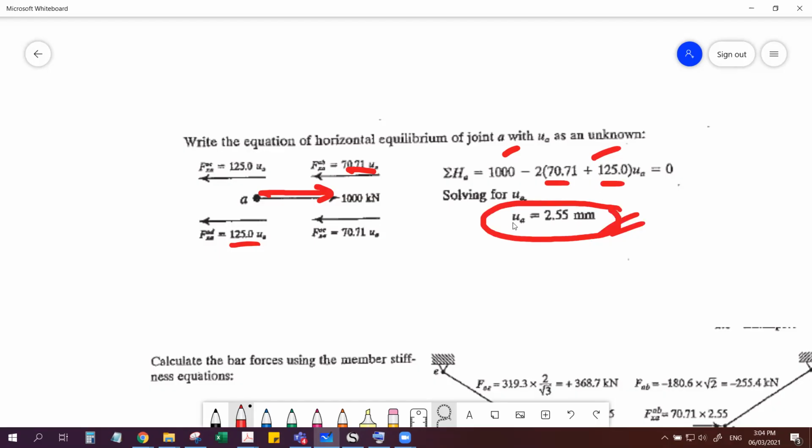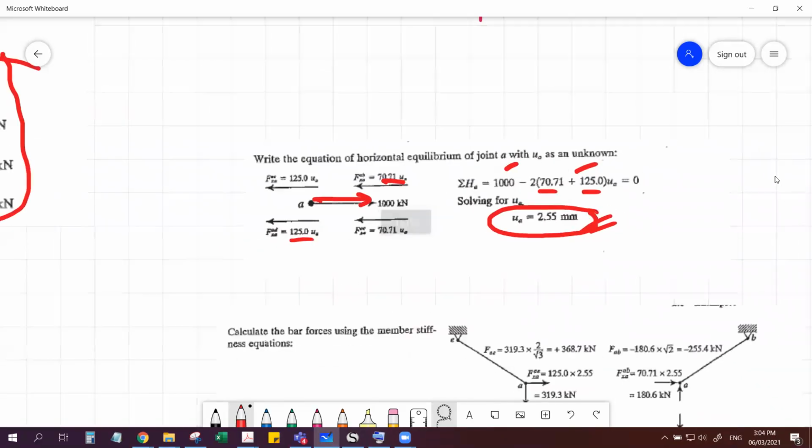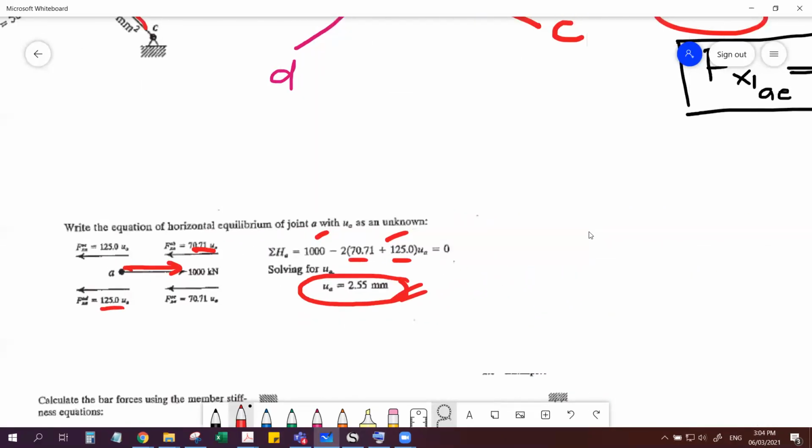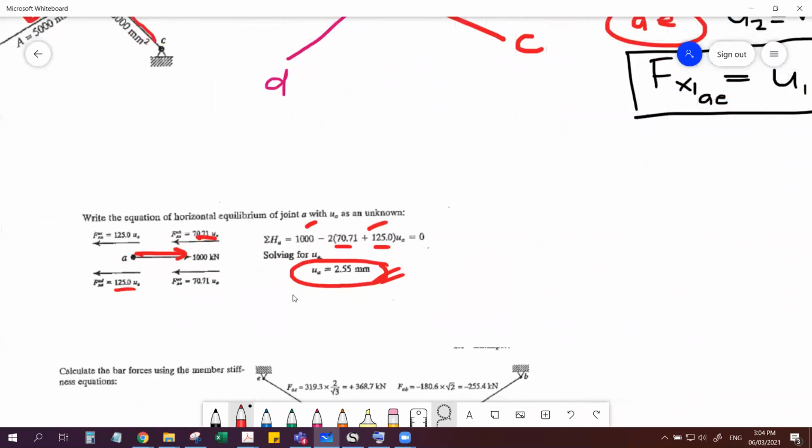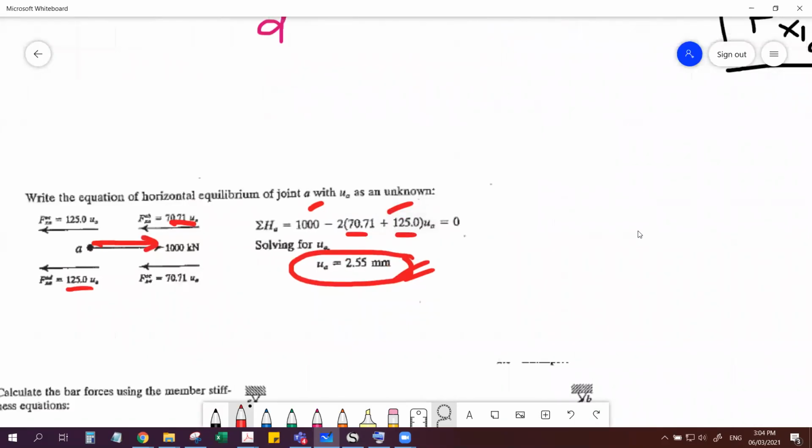Okay, so using our stiffness matrix. Any questions? So although it's statically indeterminate, we were able to solve the problem because the unknown is only one. That's the catch. You're able to solve the problem because the unknown is only one. Okay, next problem.